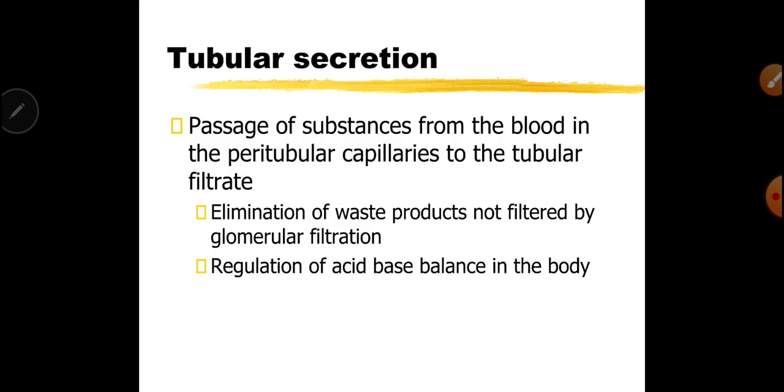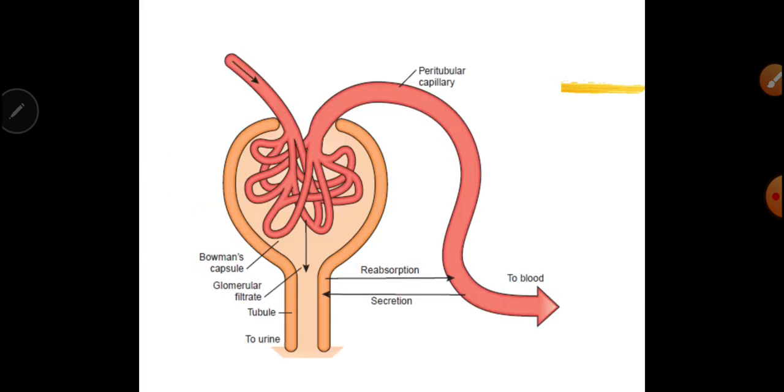Now we will talk about another function of the kidney that is called tubular secretion. Tubular secretion means the passage of solutes from the blood in the peritubular capillary to the tubular filtrate. Look at this curve. When the filtrate moves from the tubules to the blood, this is called reabsorption. When the solute moves from the blood in the peritubular capillary to the tubular site, this is called tubular secretion. So this is the meaning of tubular secretion.